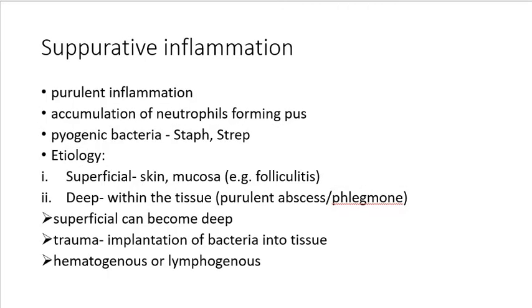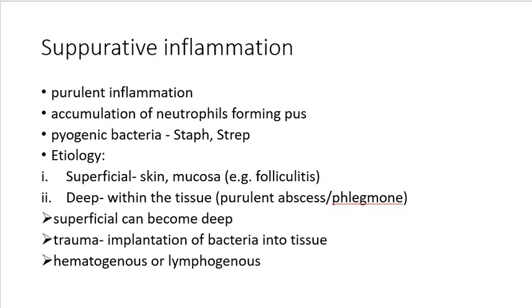Next we have suppurative inflammation. It's basically a purulent, pus-forming type. There will be a lot of neutrophils in this inflammation, and it's mostly caused by pyogenic bacteria, for example, staph and strep. Etiology. We must remember that this can either be superficial or deep.